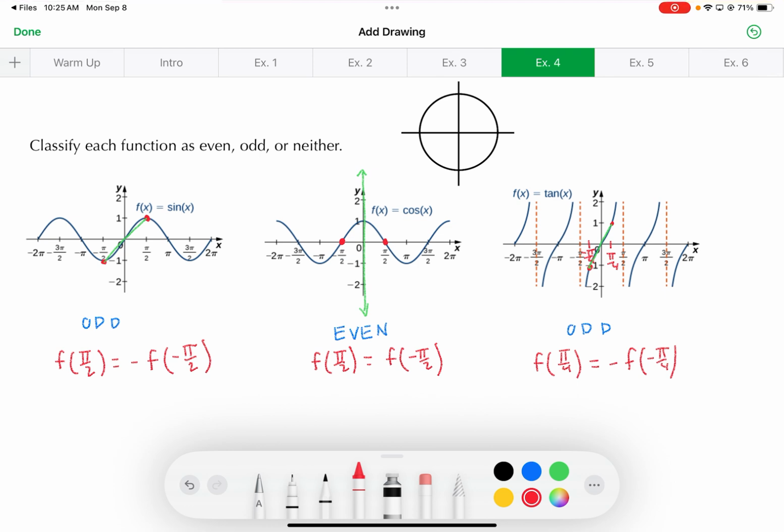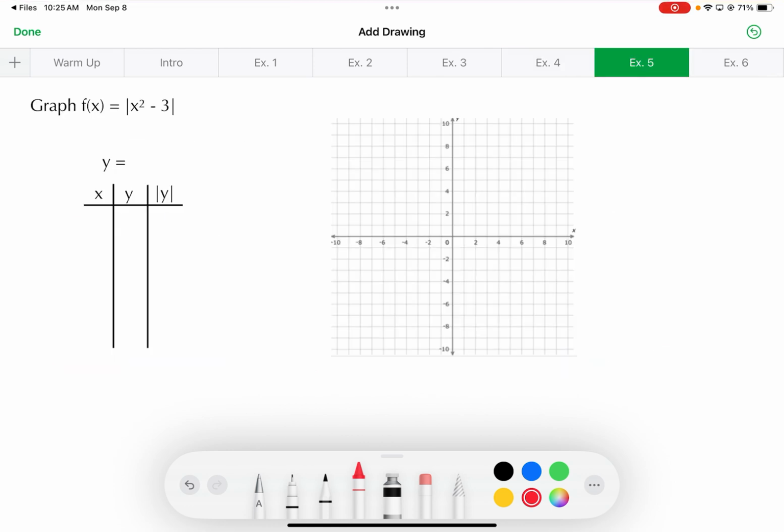All right, moving forward. So now let's look at some specific transformations on some graphs here. Okay. So here I have the function f of x equals the absolute value of x squared minus 3. This is a tricky one. Really dial in on this one. Here's how I'm going to approach this. I'm going to first ignore the absolute value. I'm going to say, let's graph y equals x squared minus 3 first.